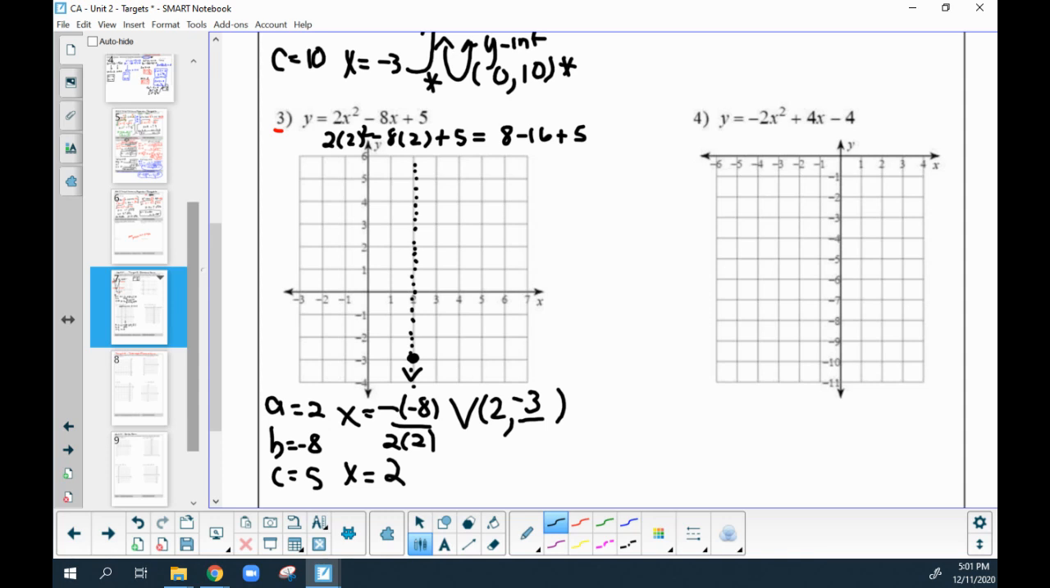Okay, and now I need to make sure I get another point. Y-intercept is always an easy one to find. That's the C value, so this is 0, 5. So I'm going to put that there, and I'm going to recognize I'm 2 away, so I'm going to go 2 the other direction. Let's label that. So I was at 2 and I went 2 further, so that's 4.